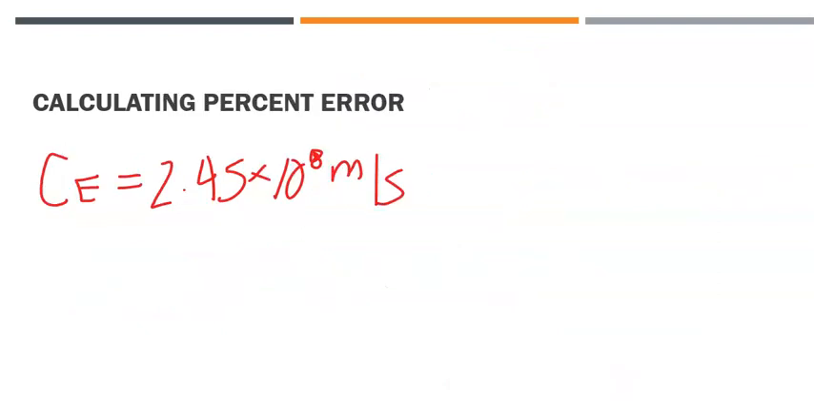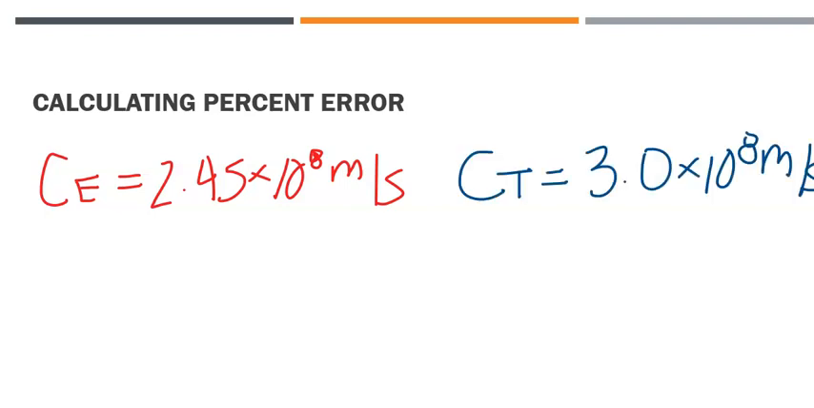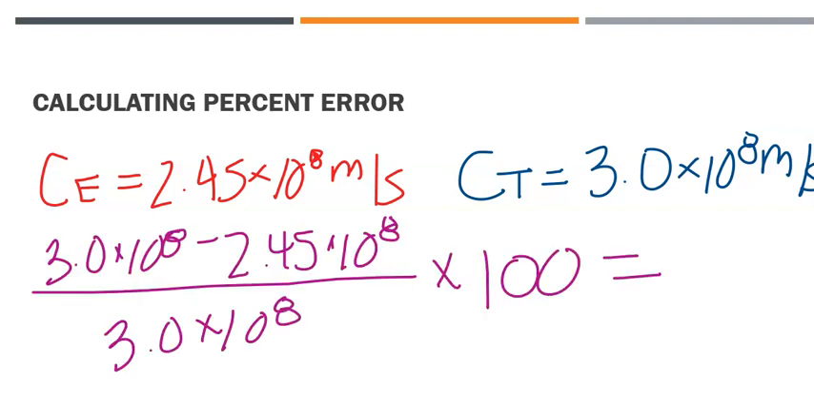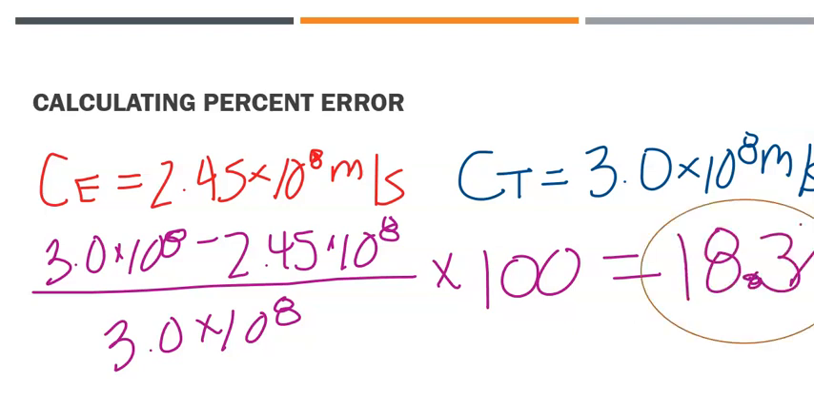We can now calculate percent error. The experimental speed of light is 2.45 times 10 to the 8 meters per second. The theoretical speed of light is 3 times 10 to the 8th meters per second. We can use these values to calculate the percent error, giving us a value of 18.3%. This percent error is relatively low, but it is not perfect. It is also low enough to say that the experiment was successful.